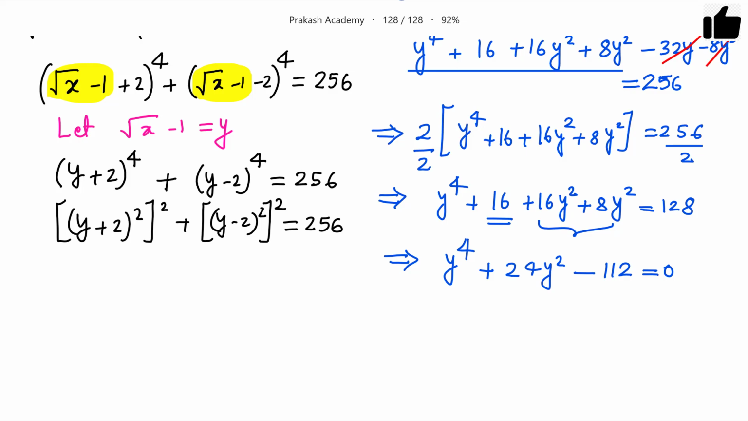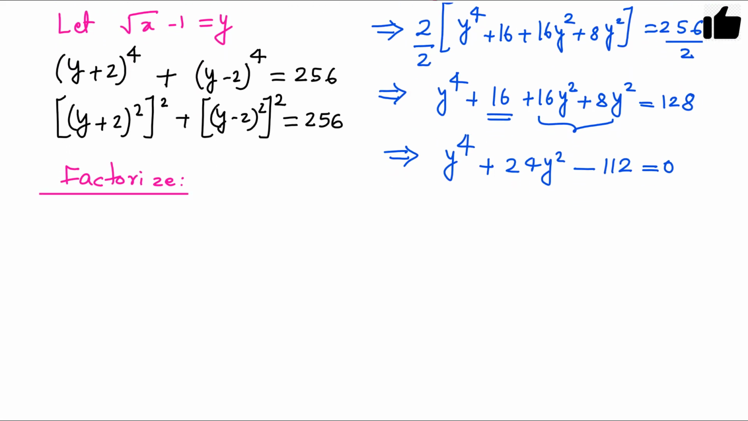Now you can make a substitution y^2 equals t and solve as a quadratic equation. Or you can simply solve using factorization. So let us solve using factorization. So we have to factorize this equation, that is y^4 plus 24 y^2 minus 112. So I can rewrite 24 as 28 minus 4, y^2, and minus 112 equals 0.